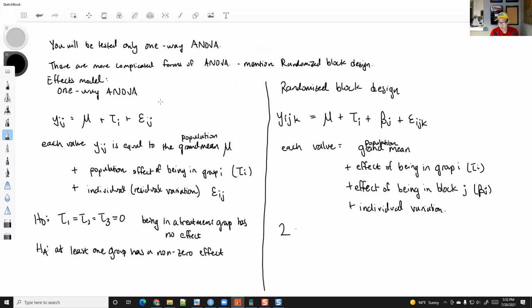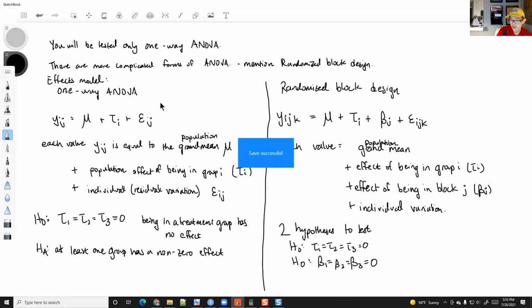And there end up being two hypotheses to test. One is tau 1 equals tau 2 equals tau 3, all equal to 0. And the other one is beta 1 equals beta 2, that all of the blocking groups have no effect. Okay, so what is the deal with blocking groups?